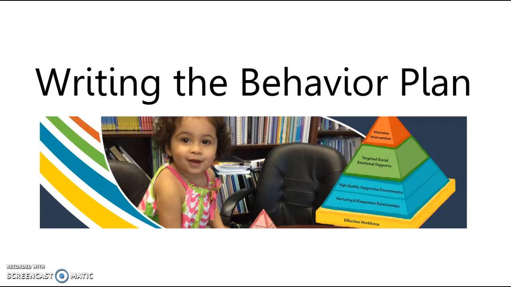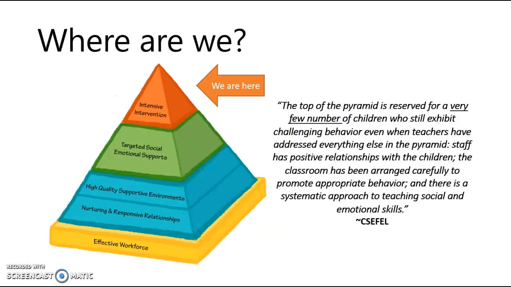So I thought it would be worth it to, one, provide you with the PowerPoint, but also to follow up with a voiceover. So where are we now in the class? We have reached the top of our pyramid. So this intensive intervention portion of the pyramid, which you see in orange, is really about 5% of the children. So it's a very small amount of children who are still exhibiting their challenging behaviors despite all of the positive efforts you have made. So the teachers have addressed everything else on the pyramid.